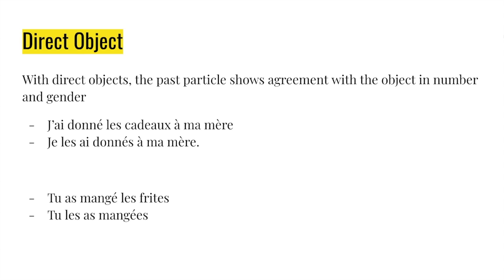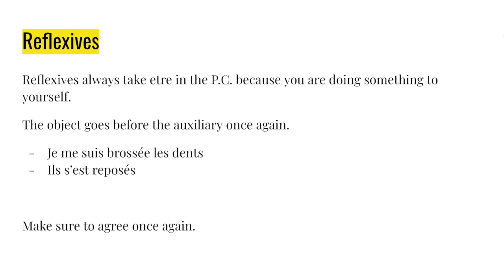The next concept is direct objects in the passé composé. With direct objects, the past participle does show agreement with the object in number and gender. So, in these examples, you can clearly see that with a feminine object or with a plural object, you would add an E or an S to the past participle. With reflexives in the passé composé, you would use être because you're doing something to yourself, similar to Vandertramps. The object goes before the auxiliary once again, and you also have to remember to agree.